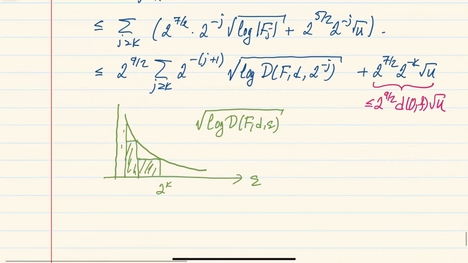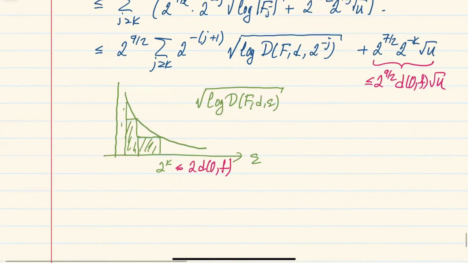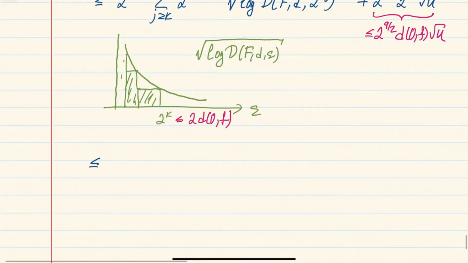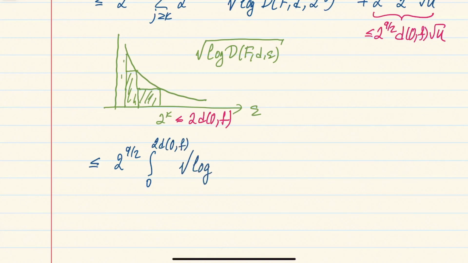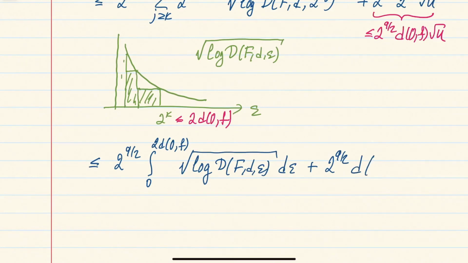And then we recall also that 2 to the minus k is bounded by twice the distance of 0 from f. That's how this k was chosen. So as a result, the above series is bounded by 2 to the 9/2 times the integral from 0 to twice the distance of f from 0 of the square root of this entropy, and the second term is also 2 to the 9/2 times the distance of f from 0 times the square root of u.